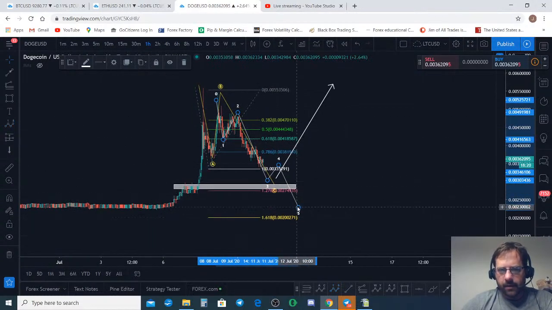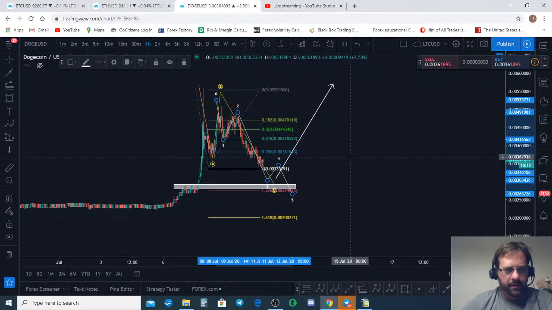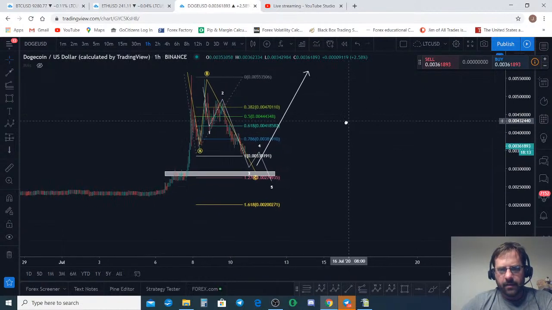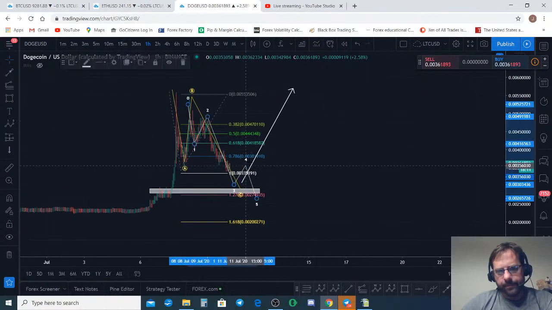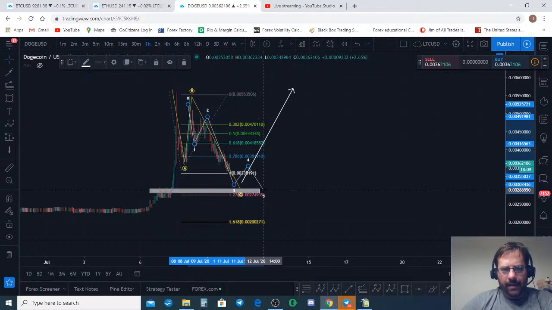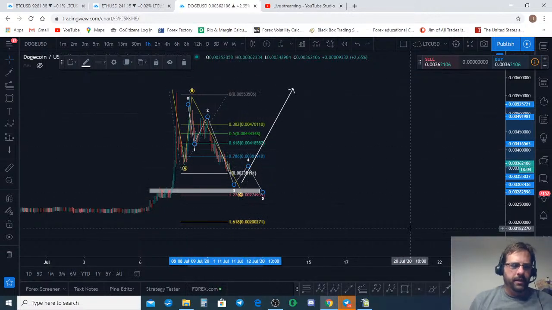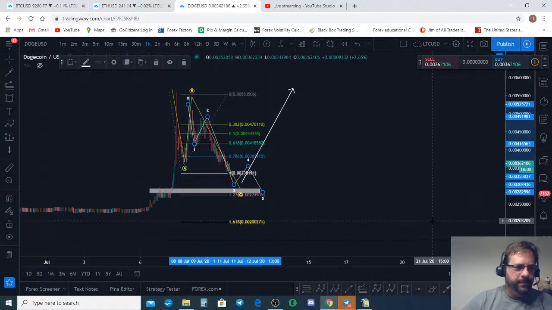Indy, you didn't have to do that. Yeah, so that's kind of what I'm looking at right here. I think we got more downside here for Doge. Got some more downside for Doge.